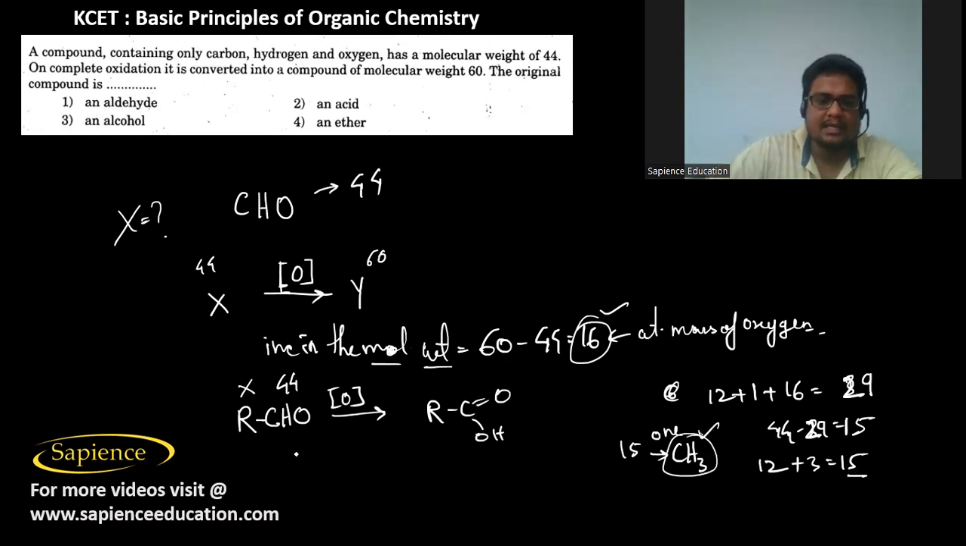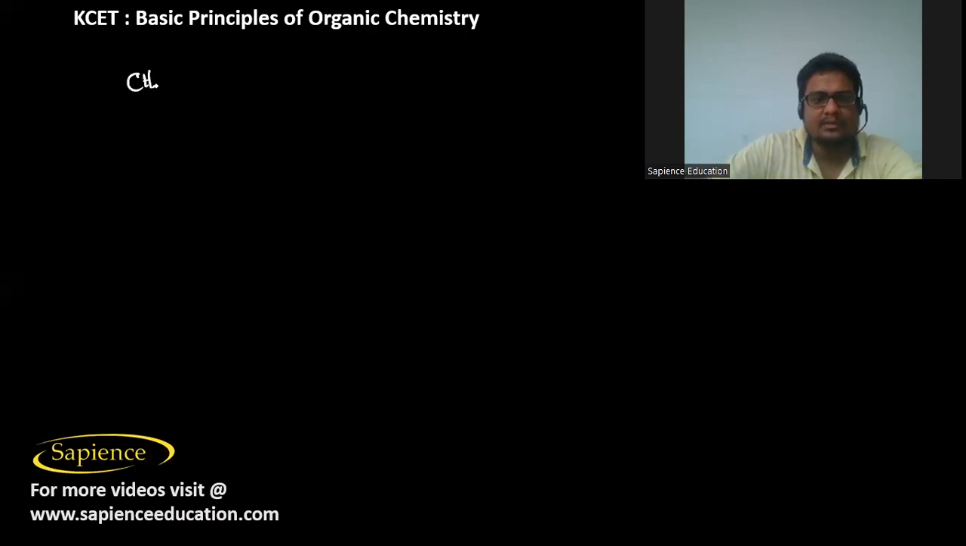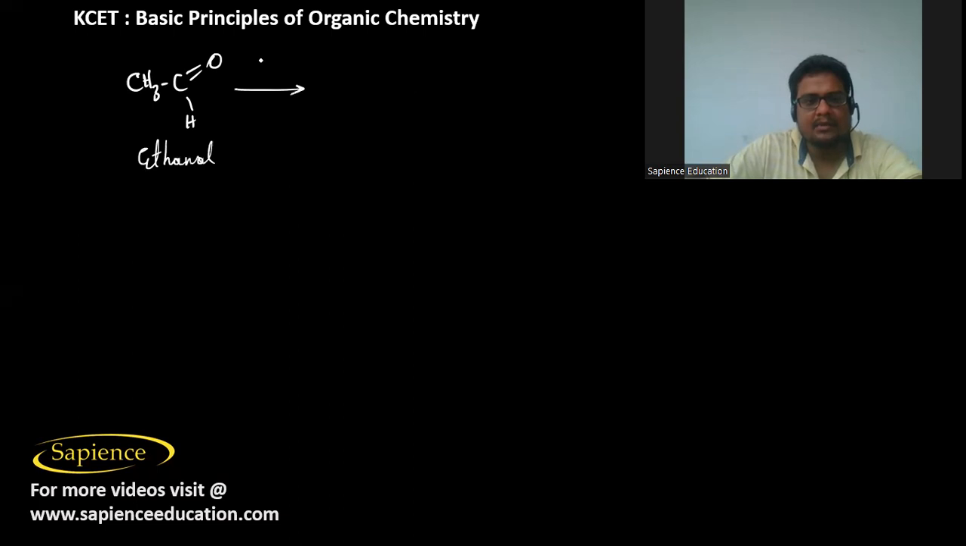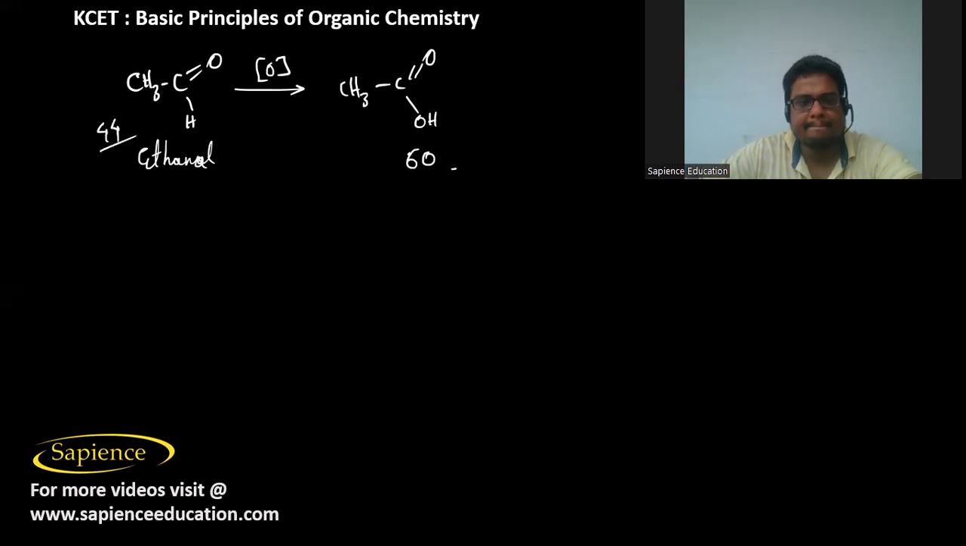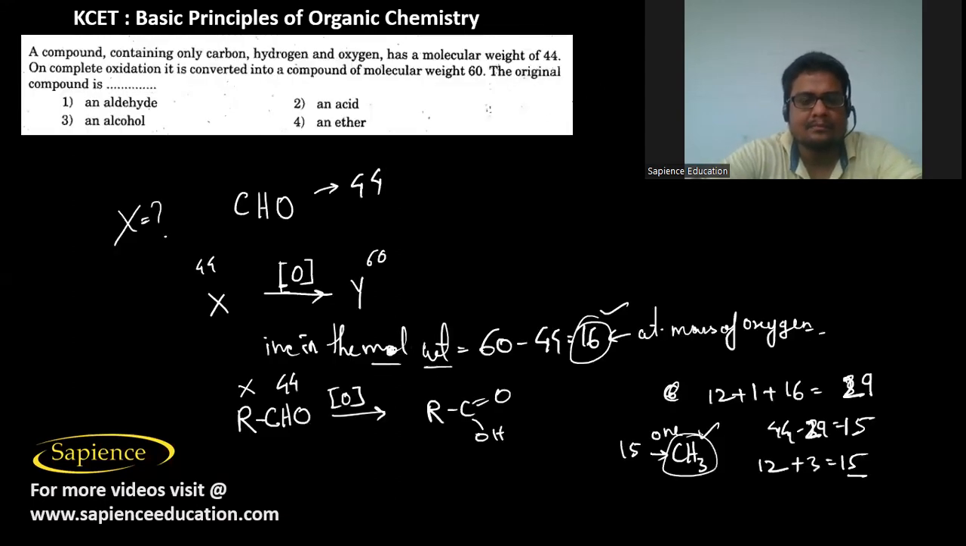So here the aldehyde should be CH3CHO, which is called ethanal, and that will be oxidized to form CH3COOH, whose molecular weight is 60, and the molecular weight of ethanal is 44. So it is oxidized to ethanoic acid or acetic acid. It means the original compound is an aldehyde. Option 1 is the correct answer.